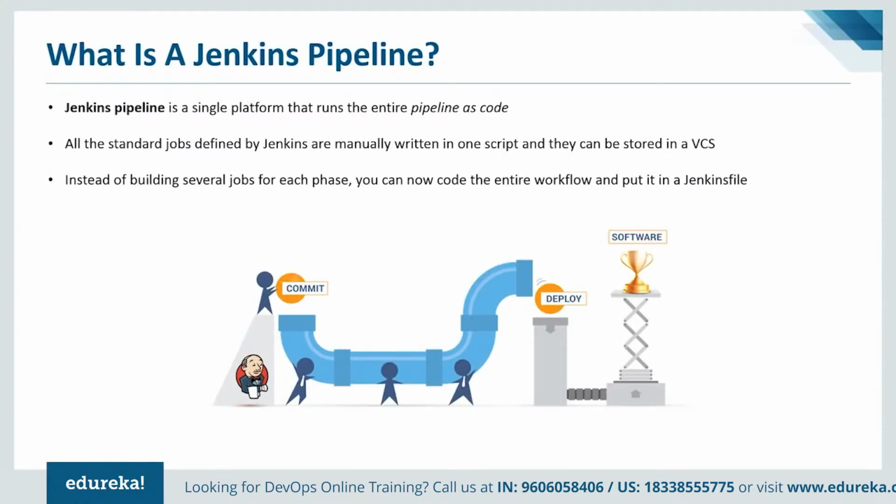So now let's look at what is a Jenkins pipeline. So it is basically a single platform that will run the entire pipeline as code. Now let's say that your pipeline has 10 jobs. So instead of manually creating these 10 jobs and then chaining them together and then assigning processes, you can just code these jobs and then run them on the pipeline. And remember guys that this code is stored in a text file known as a Jenkinsfile. And this Jenkinsfile can be checked into a version control system so that the developers can easily access and edit this file at any point of time because it's locally available to them.